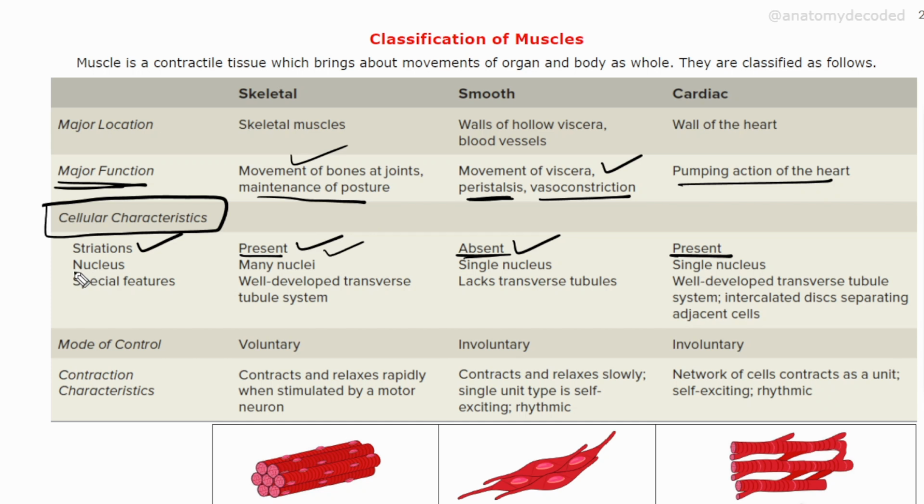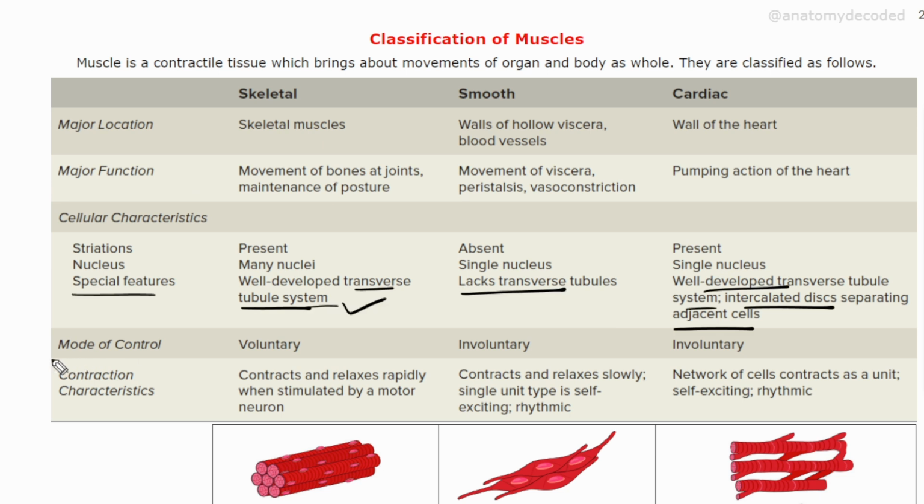Okay, then the nucleus. If we see, multiple nuclei are there in the skeletal muscle fiber. For example, if we take a skeletal muscle fiber, it will have multiple nuclei. And if we take a smooth muscle fiber, a single smooth muscle fiber will have a single nucleus. And cardiac muscle also has a single nucleus. So the nucleus is multiple in skeletal muscle, single in smooth muscle, and single in cardiac muscle.